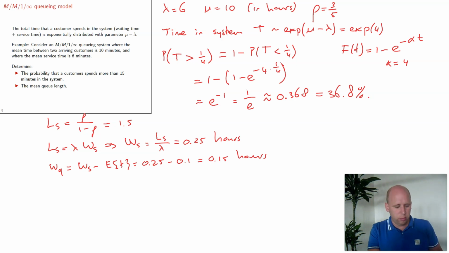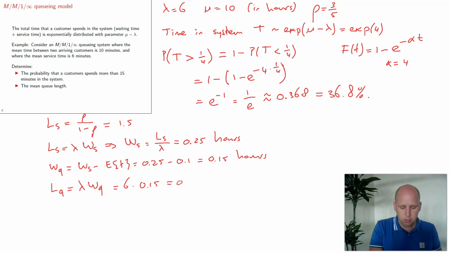And then based on the second Little's formula, we can now say that Lq is lambda times Wq. And Lq is what we're interested in because Lq stands for the mean queue length. So it's 6 times Wq, 6 times 0.15 is 0.9. So the mean queue length is slightly below 1, it's 0.9, so on average there are 0.9 customers in the queue.